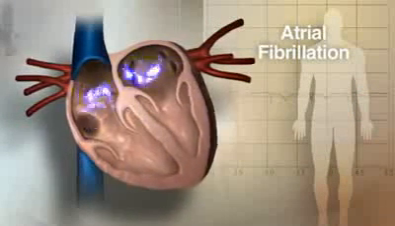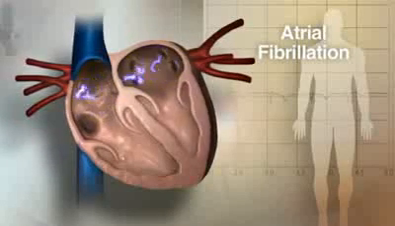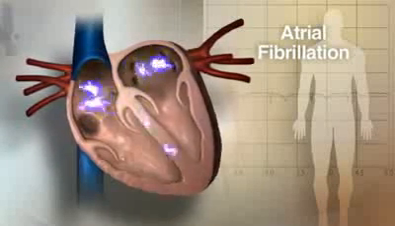So, what causes atrial fibrillation? It arises most often from abnormal rapid electrical firing in one or more of the 4 pulmonary veins that return blood from the lungs to the left atrium.